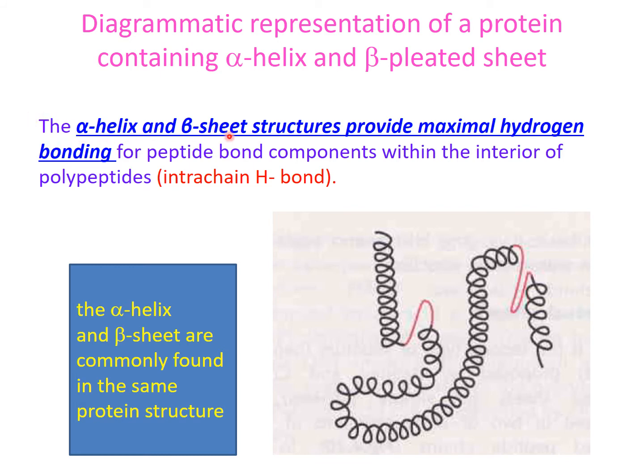The alpha helix and beta sheet structures provide maximal hydrogen bonding. So hydrogen bonding within the helical structure and in the beta pleated sheets, for peptide bond components within the interior of the polypeptide, is interchain hydrogen bonding. The alpha helix and beta sheet are commonly found in the same protein structure.